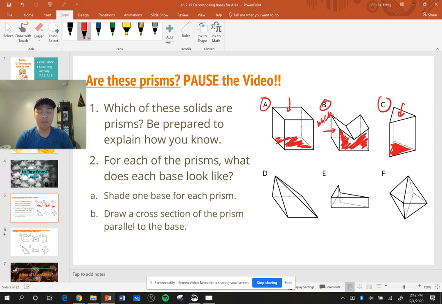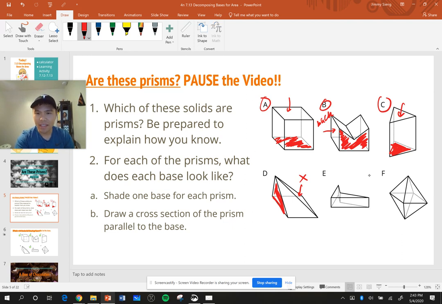Is D going to be a prism? If you look at it, it's not going to be a prism, right? I can't find a face here, maybe on this side, but that side does not work either. Clearly the bottom part is not going to be similar to the top, right? So that's not a prism.